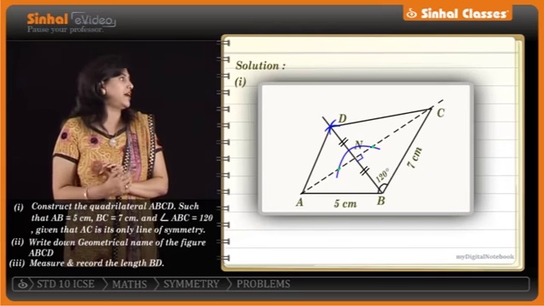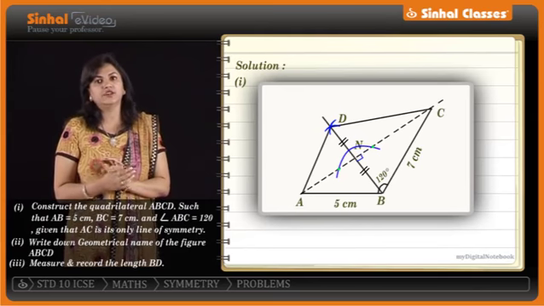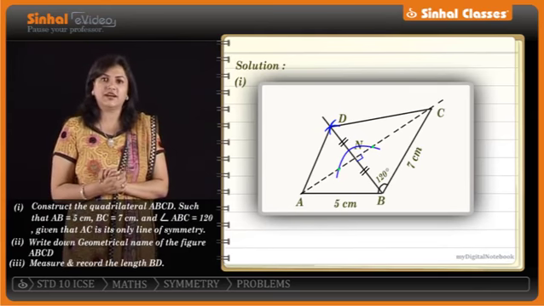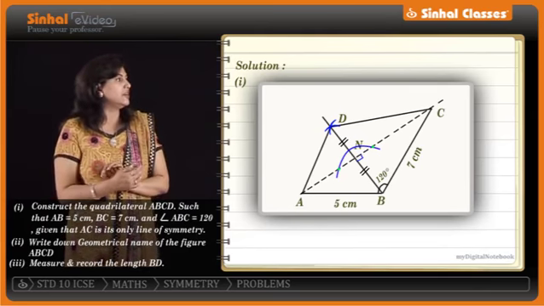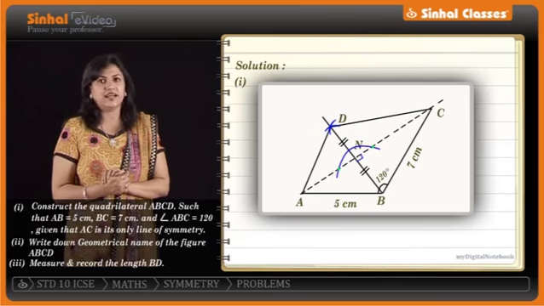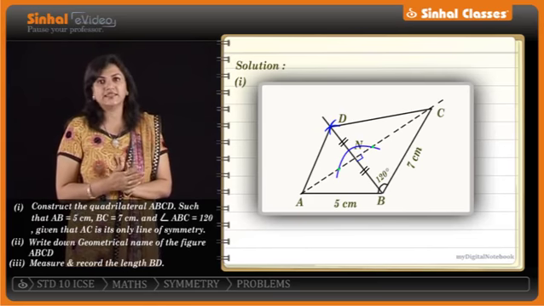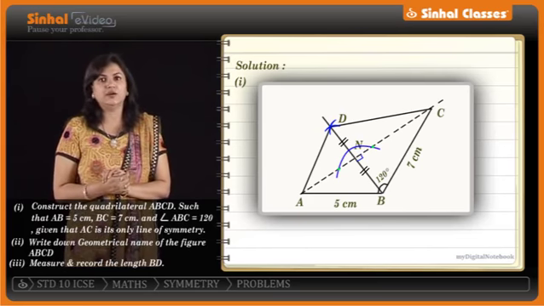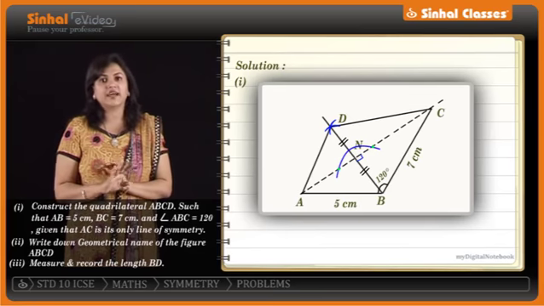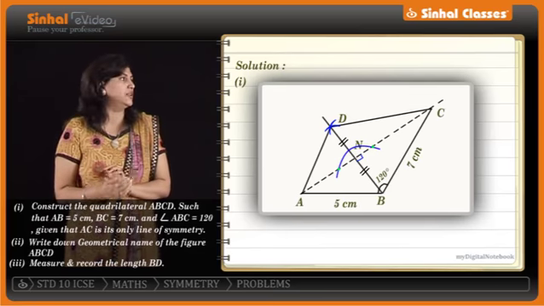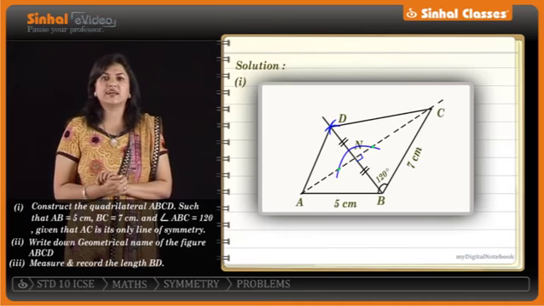Now in the second part, we want to write down the geometrical name of the figure ABCD. Now in this figure, we see that AB is equal to AD and BC is equal to CD, that is, the adjacent sides are equal. But here, the diagonals are not equal. So this figure is a kite or a diamond.